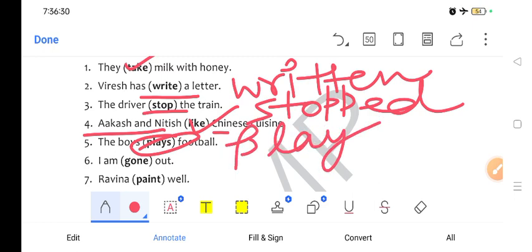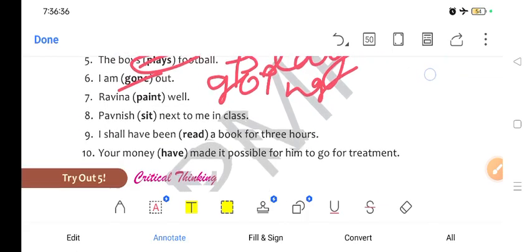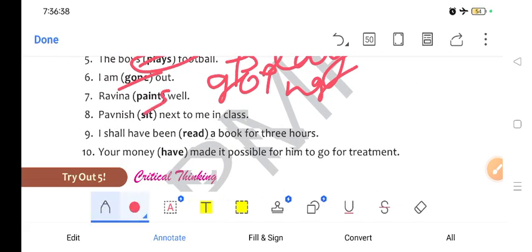I'm gone out. No, I'm going out. Is "am" plus the ing form. Okay. Ravina paints, singular subject, it will take a singular verb. Pravnish sits, singular subject, singular verb. I shall have been reading, we will put here ing, a book for 3 hours. Your money has, money is a singular noun, so we will put here "has".